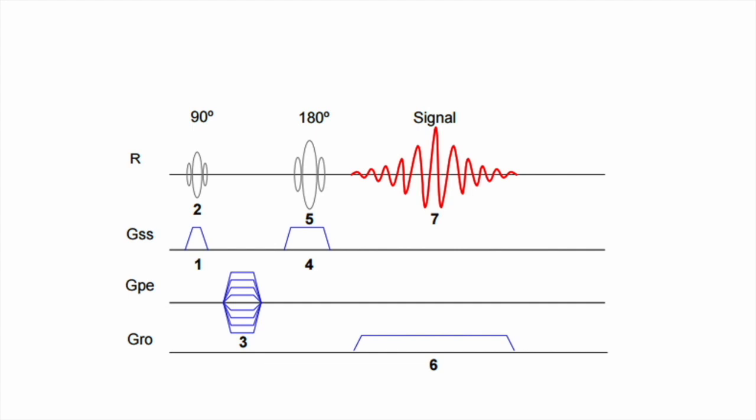In a spin echo sequence, the slice selection gradient is applied along with the 90-degree and 180-degree pulses. This is to make sure only a desired slice is excited by the 90-degree and the refocusing 180-degree pulses. The phase selective gradient is applied between these pulses, while the frequency selective gradient or readout gradient is applied during the signal or echo acquisition.